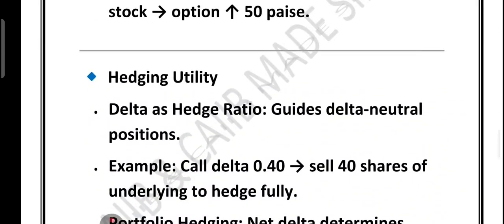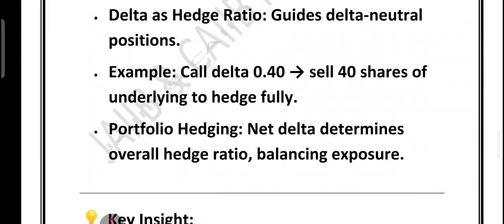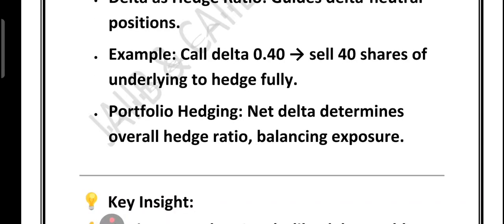If you look at the hedging utility, delta helps in hedging the position. For example, call delta 0.40 means you sell 40 shares of the underlying to neutralize the risk. So remember, this is called delta. Option Greeks like delta help traders strategically manage risk.